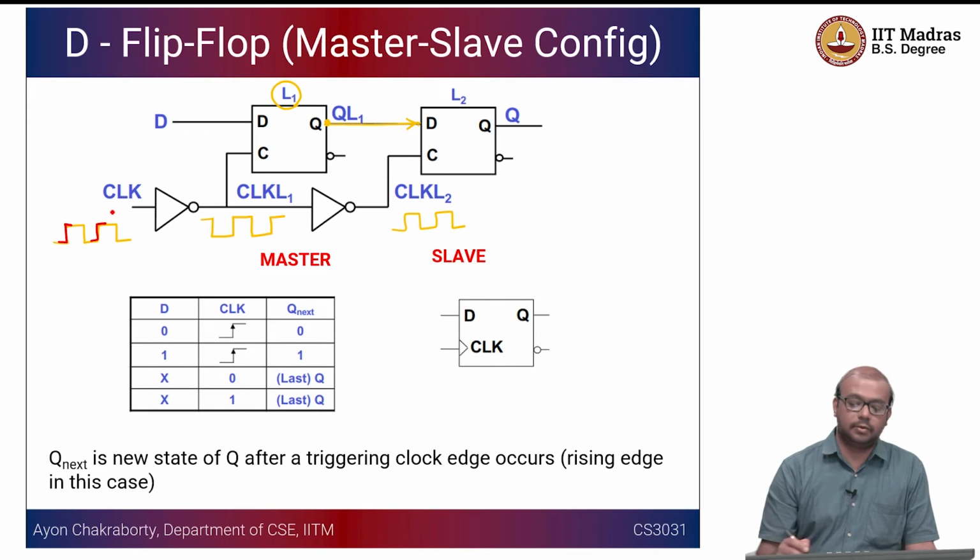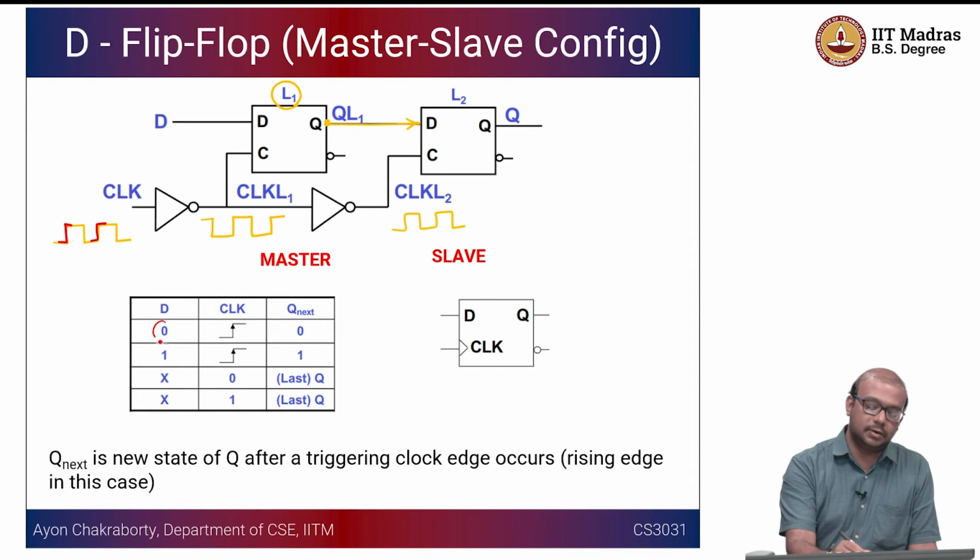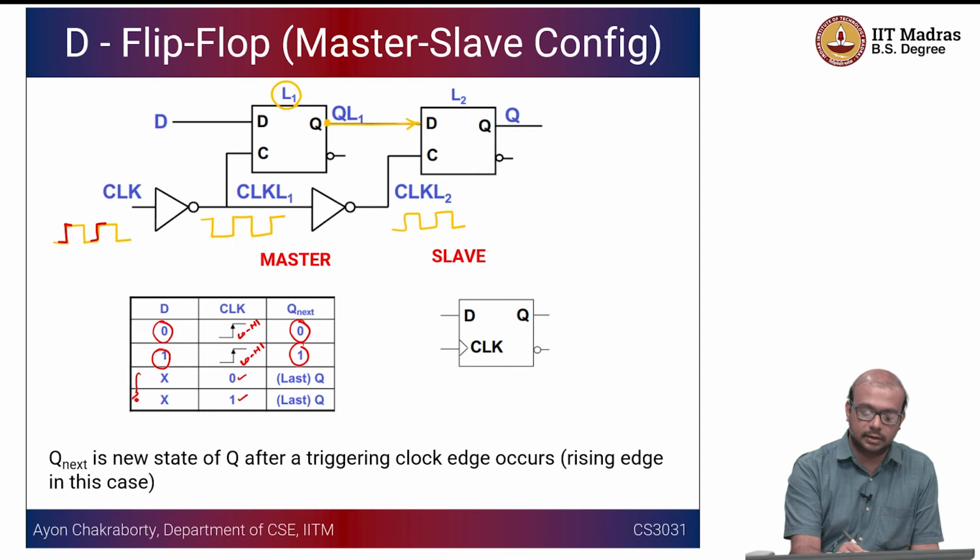Okay, so D is 0 and Q next is 0, fine. D is 1 and Q next is 1, fine. But this is conditional on a low to high trigger. Okay, otherwise if the clock is equal to 0 or the clock is equal to 1, it does not matter. The value of D doesn't matter.